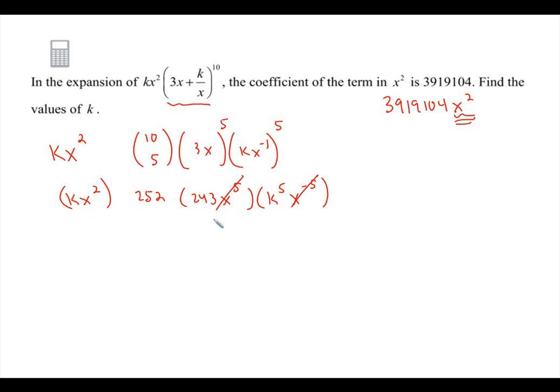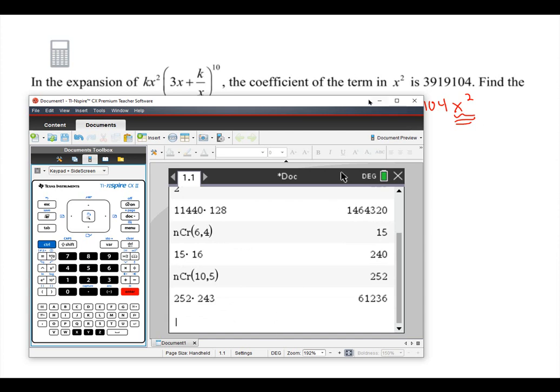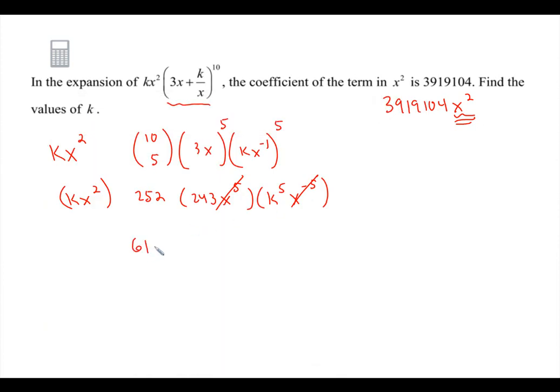So now we're going to multiply everything. So 252 times 243. That gives us 61,236, right? We would have x squared, and then we also have the k to the 6, is equal to 3,919,104 x squared. So the x squareds obviously divide each other out.